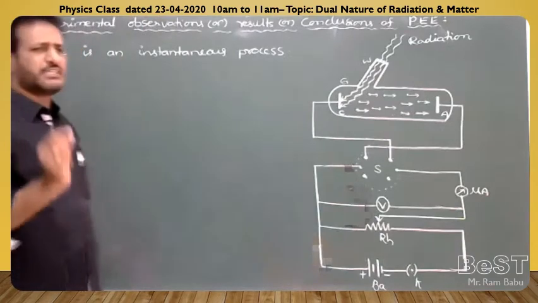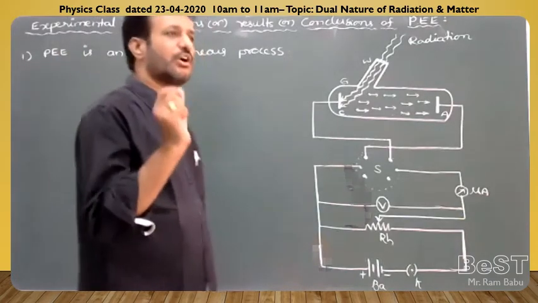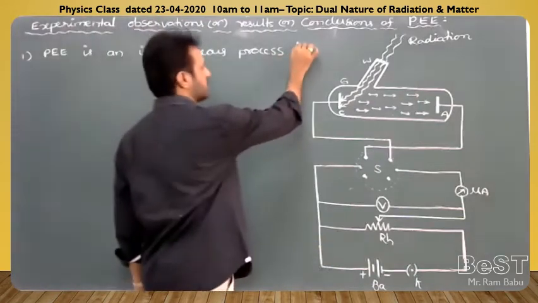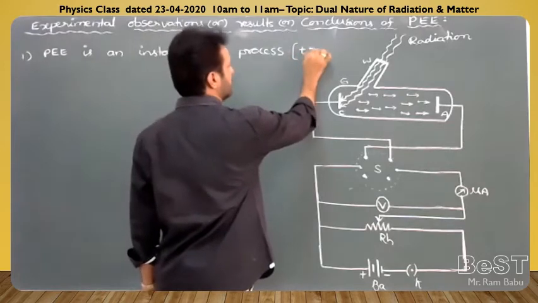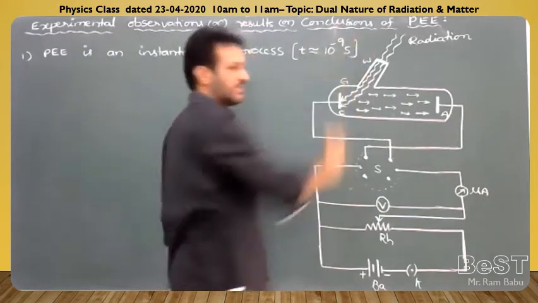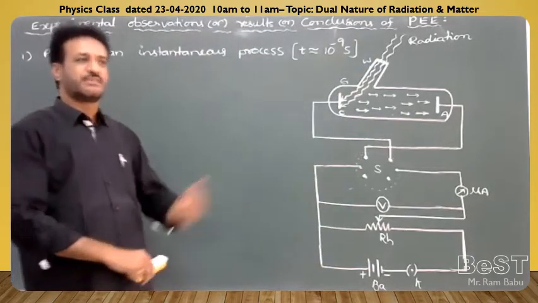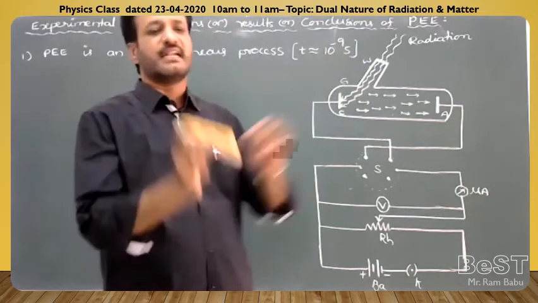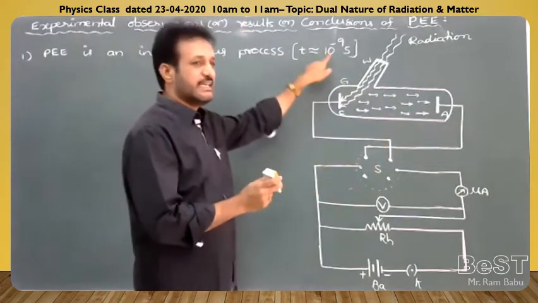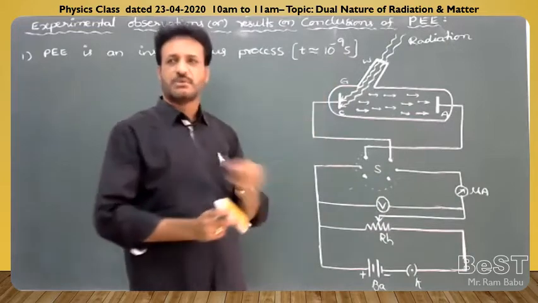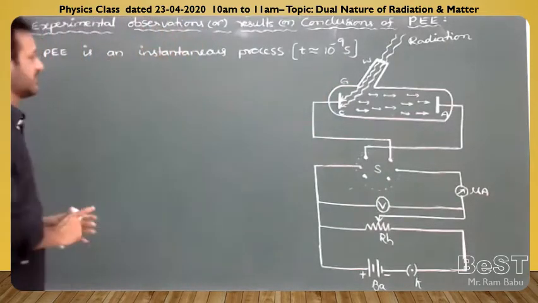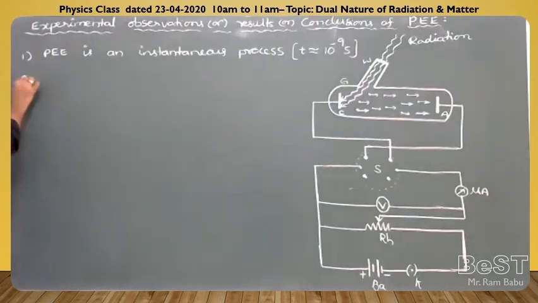Generally, a very small time lag or gap is there. How much time lag? About 10 to the power of minus 9 seconds, so almost negligible. So t is approximately equal to 10^-9 seconds. We cannot imagine such a very small interval of time. Between the light falling on the metal plate and the emission of electrons, there is only about 10 to the power minus 9 seconds, almost negligible. That's why we call it an instantaneous process. And now, one more observation.